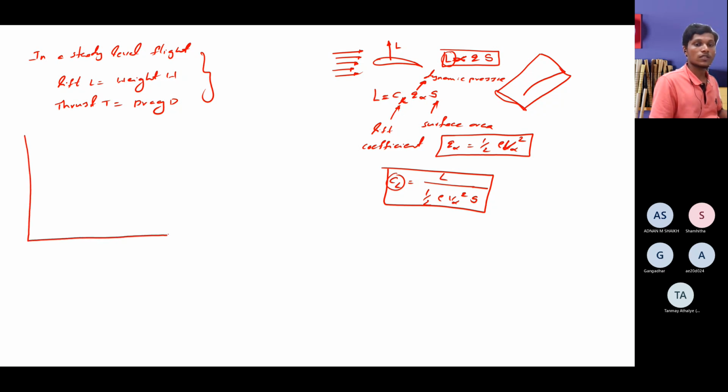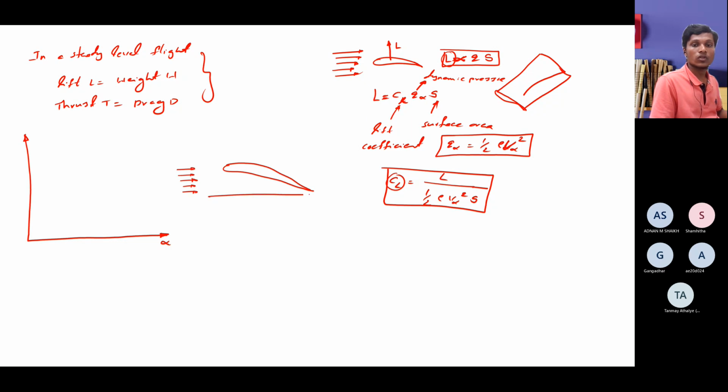And let's see how this CL varies with angle of attack. What is an angle of attack? Angle of attack: suppose this is your airfoil and this is your free stream.